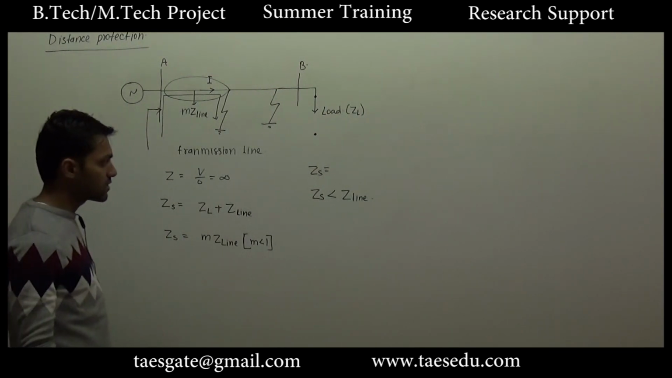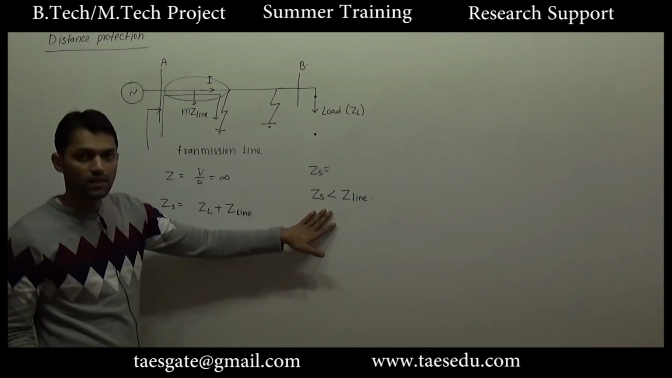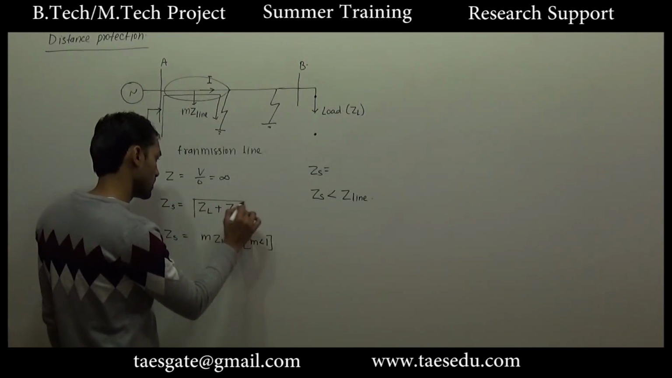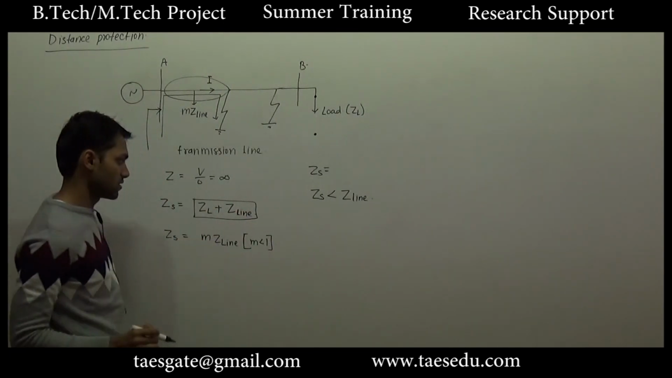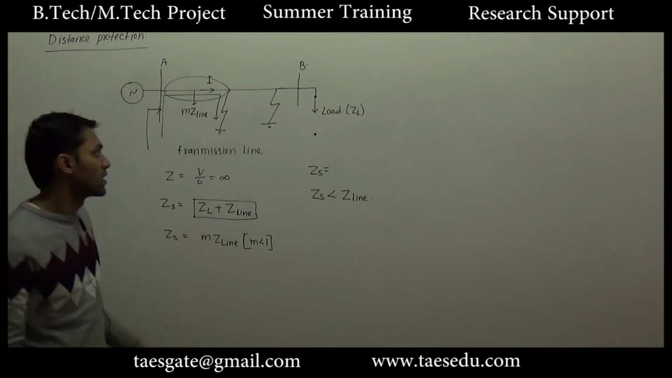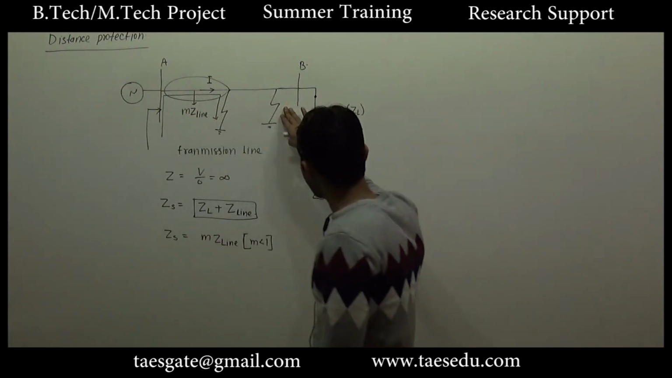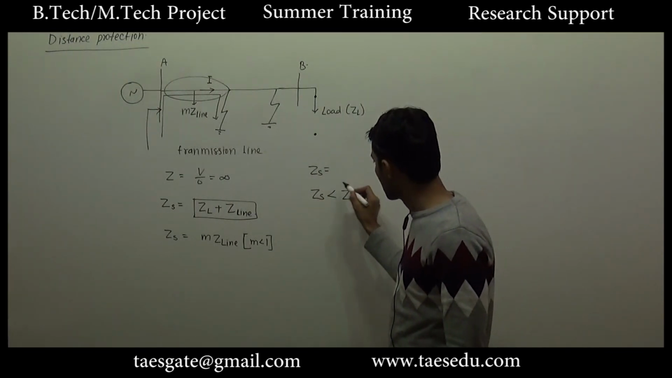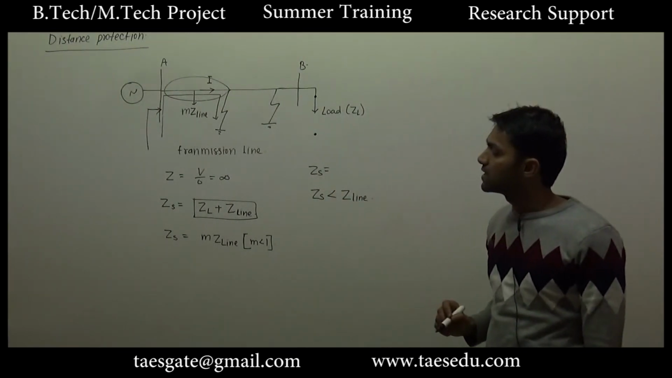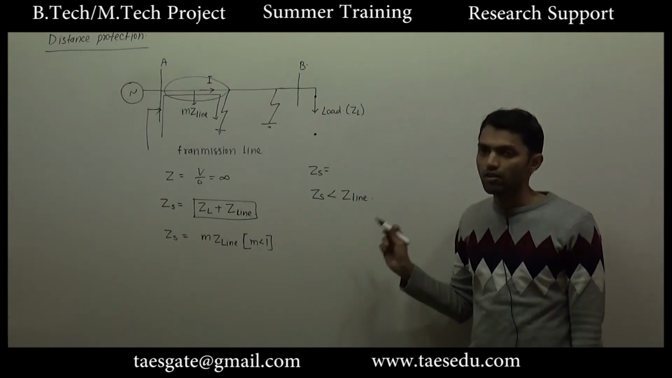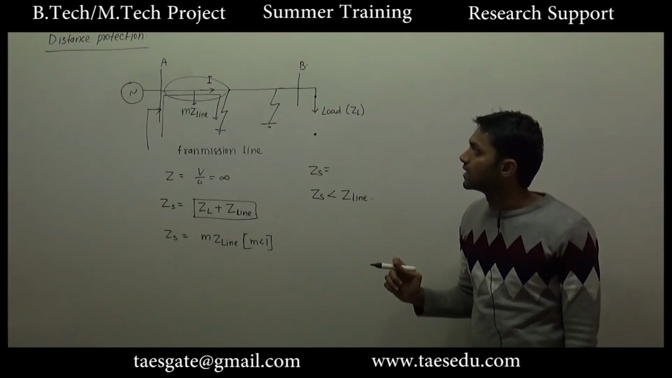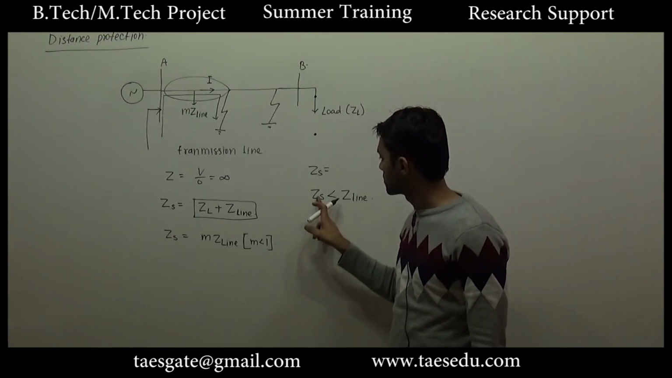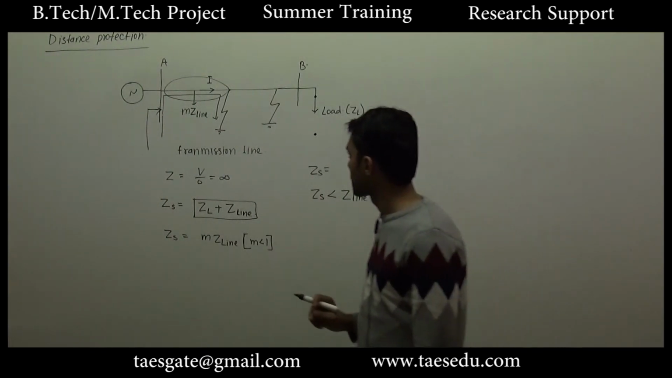So if the impedance seen by the source is more than Z line, we can say that the total impedance will be load impedance plus Z line. So in this case there is no fault. But if a fault occurs, obviously the impedance seen by the source will be less than the total impedance of the line. In that case we can say that a fault has occurred in between the line. And this is the principle of distance protection or impedance relay.